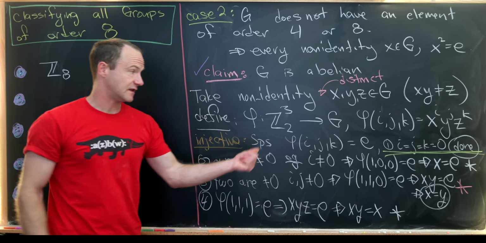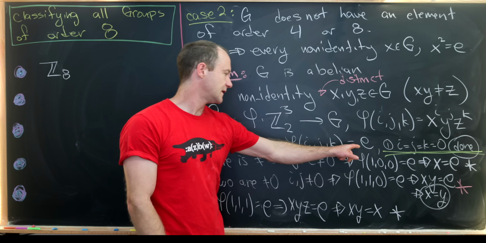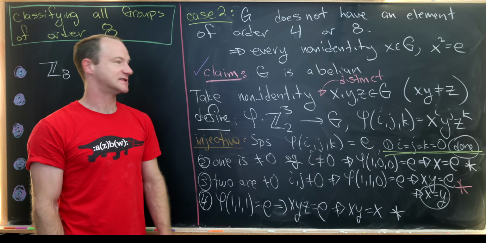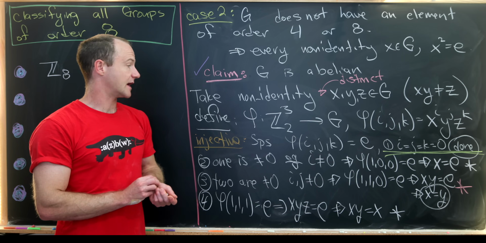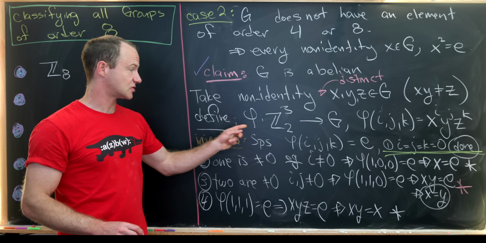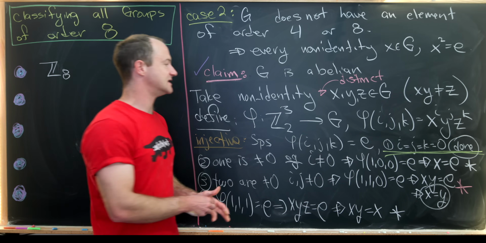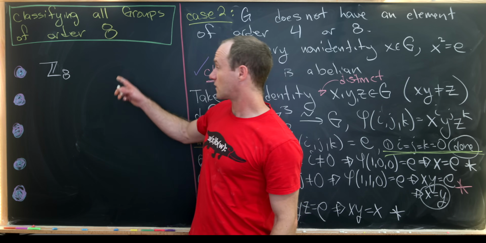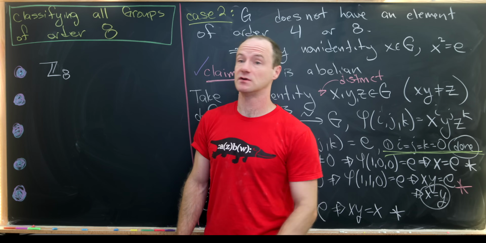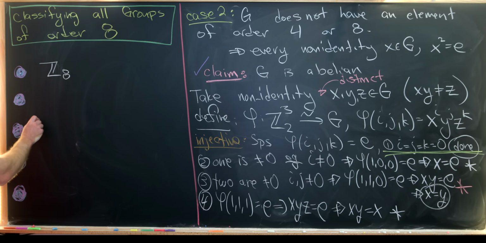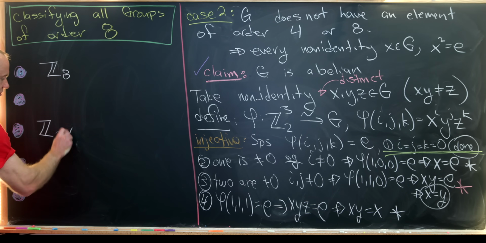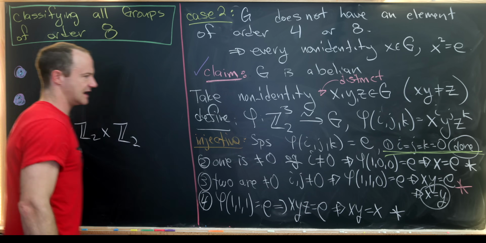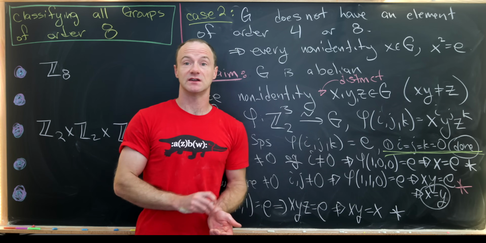But 1 being the only possibility means the only thing in the kernel of this homomorphism is the identity, which means this thing is injective. Okay, so this is an injective surjective homomorphism, which means this is an isomorphism, which fills in another line over here of our possible isomorphism classes. And I'll write this one right here. We have Z2 cross Z2 cross Z2. I'll write it out. Okay, now let's move on to the next case.